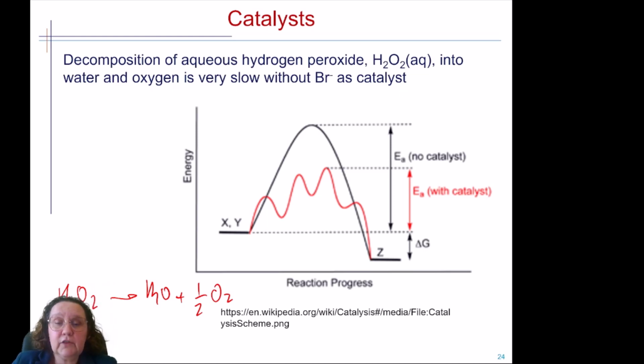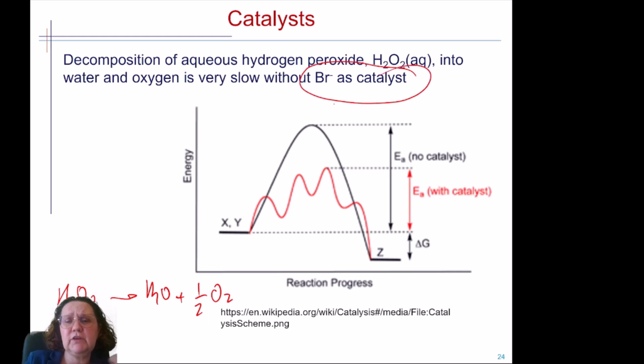It's so slow that one can buy hydrogen peroxide in local pharmacies, and those solutions are perfectly stable. This is a typical example of a reaction that is spontaneous. So yes, thermodynamically it does happen because it's spontaneous. Kinetically, it's just too slow. Unless you use a catalyst. There are lots of things that can be a catalyst. Here I'm just giving an example of bromide ions.